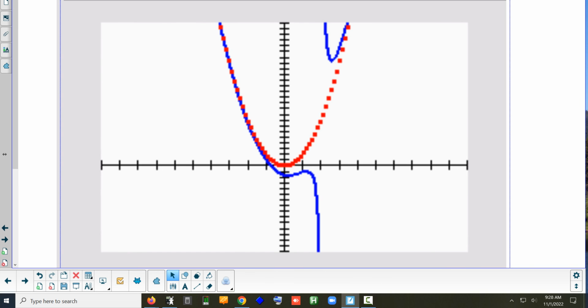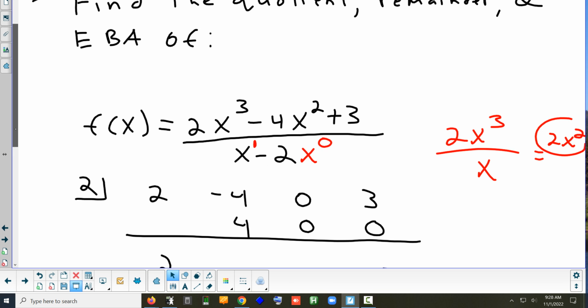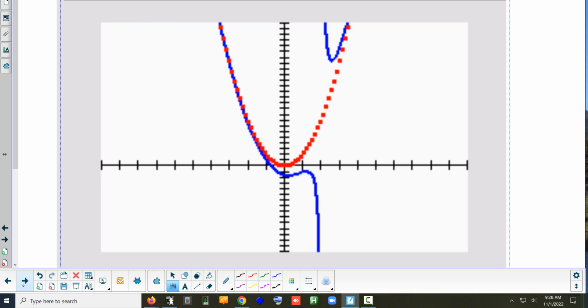The other asymptote is a vertical one. And what value would make the denominator 0 in this case? Yep, 2. So there is a vertical asymptote at 2. That's why the parabola can't connect. Because if it tried to connect, you'd have to divide by 0. You can't plug 2 in.